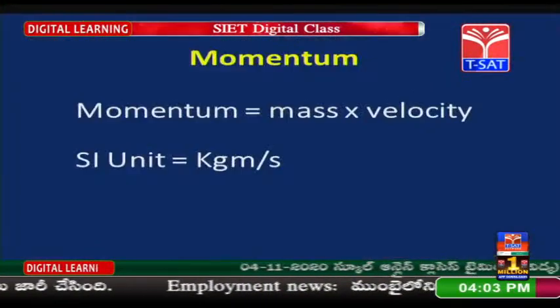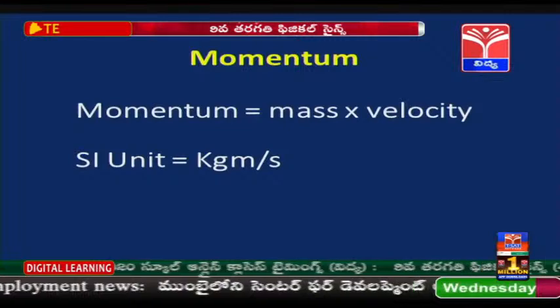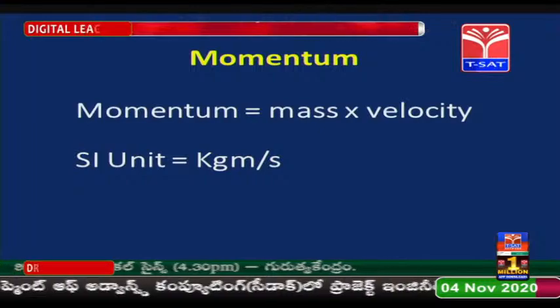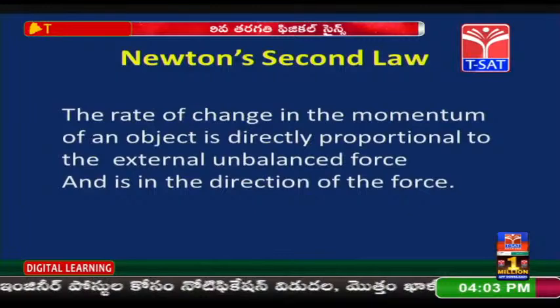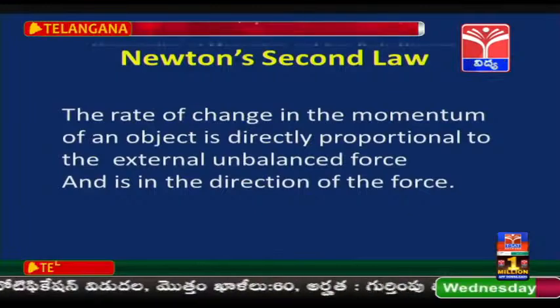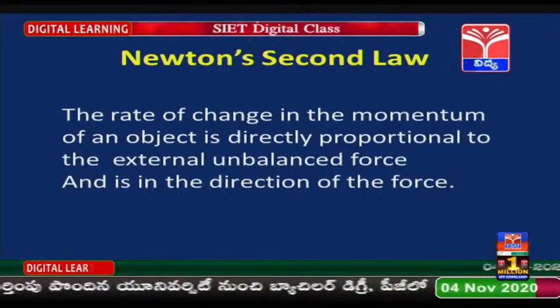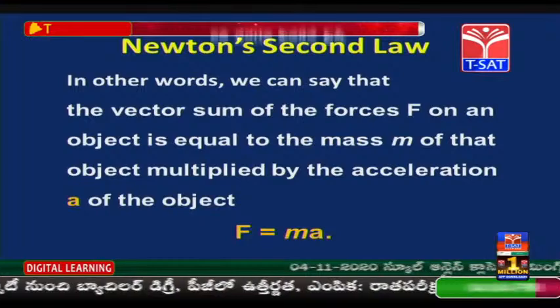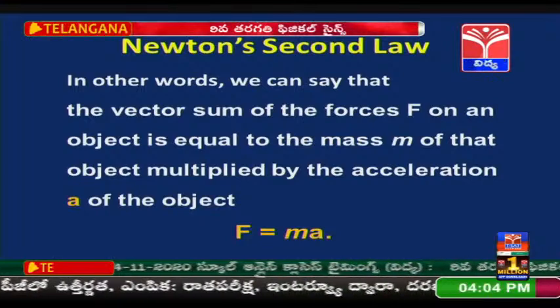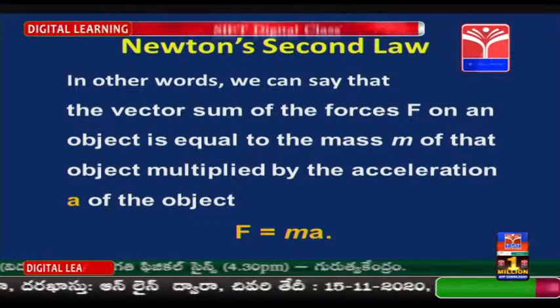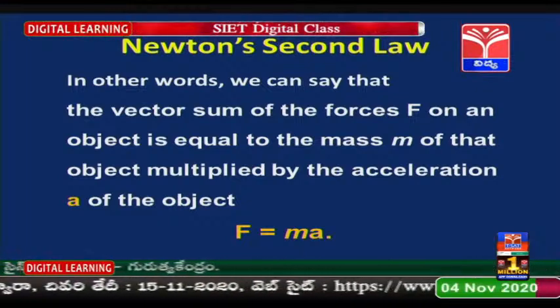Then we have discussed momentum, which is the product of mass and velocity of an object. Every object which is moving possesses momentum. Its SI unit is kg meter per second. And then we have discussed Newton's second law, which says the rate of change in momentum of an object is directly proportional to the external unbalanced force and is in the direction of the force. In other words, Newton's second law can be stated as the vector sum of forces acting on an object is equal to mass multiplied by the acceleration, F = ma.